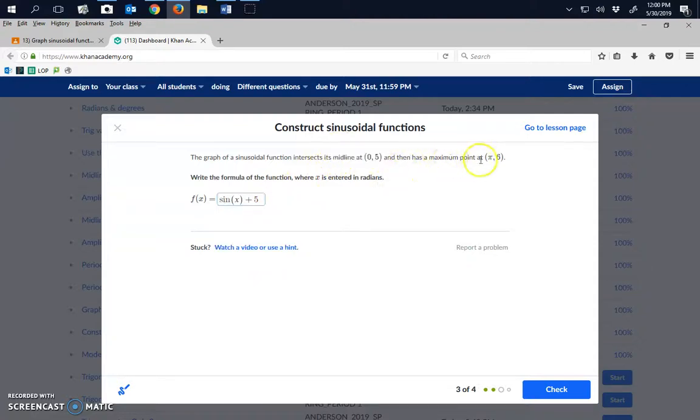Then it has a maximum point, so it's going up. So we're positive at (pi, 6). So our amplitude is just 1 because we go from 5 up to 6. And so let's go over here and graph it. So 0, 5, 2, 3, 4, 5. So pi.